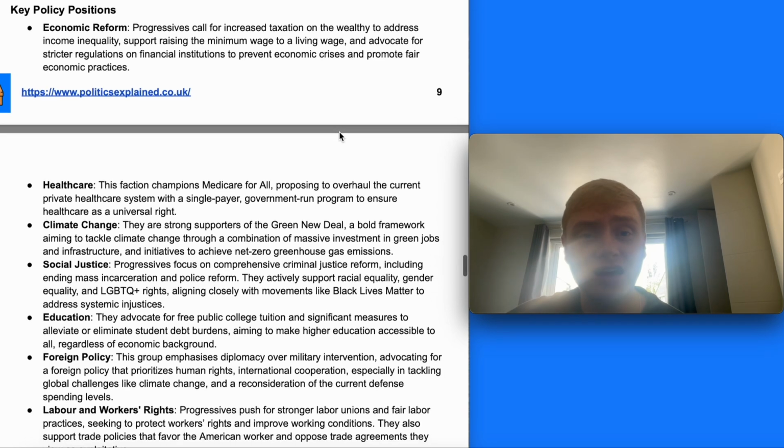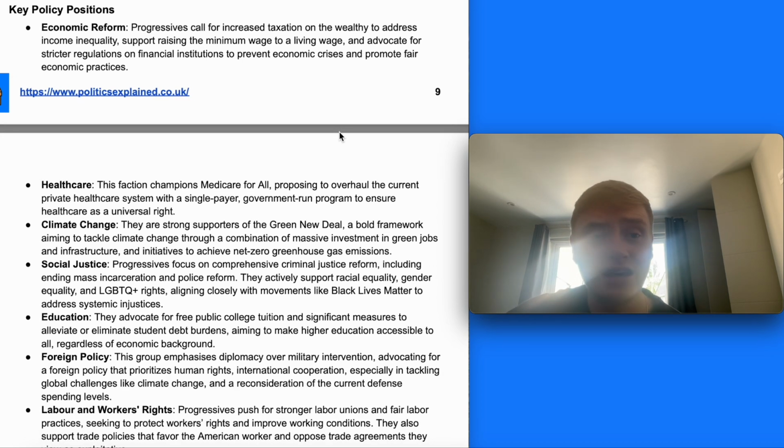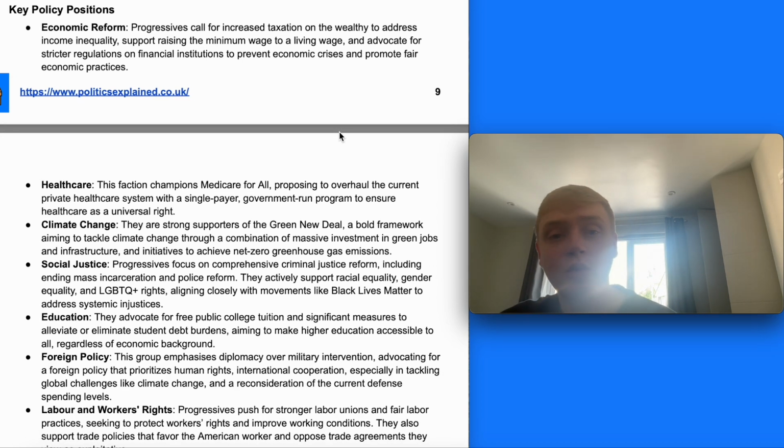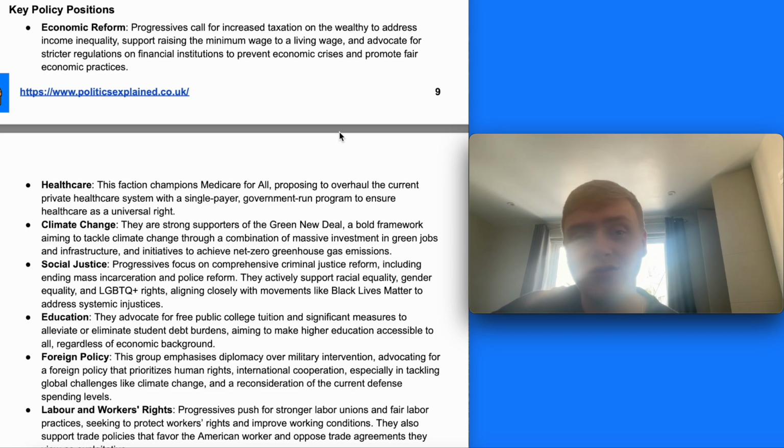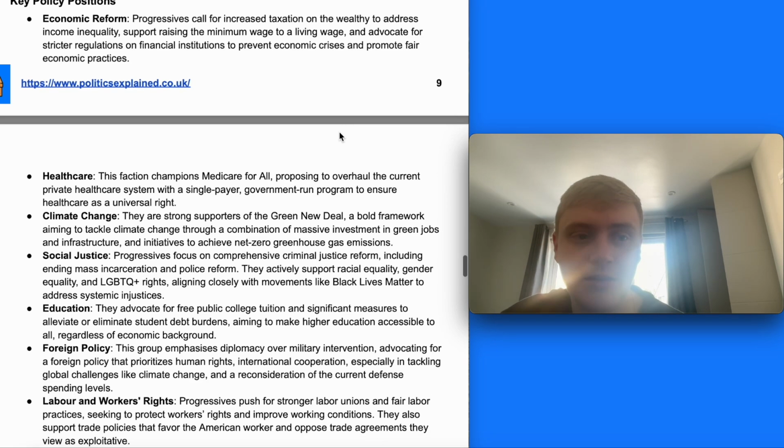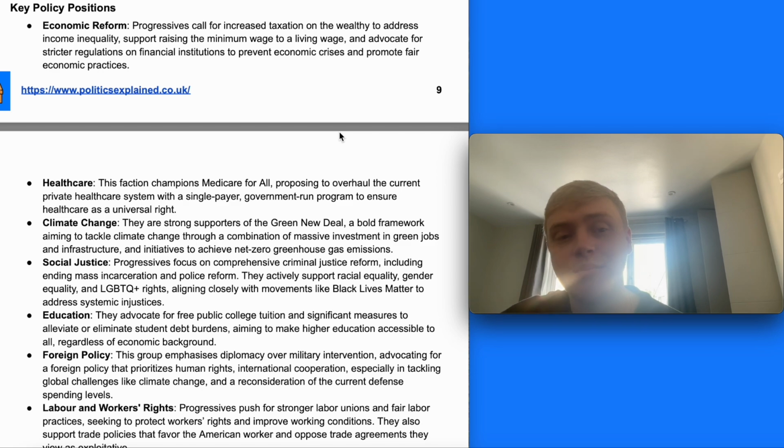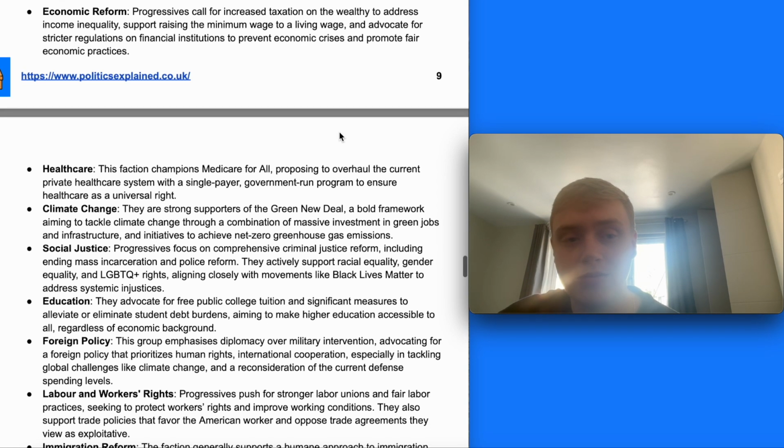They call for increased taxation on the wealthy to address economic inequality, support raising the minimum wage to a living wage, and advocate for stricter regulation of financial institutions, particularly banks. In terms of healthcare, they champion Medicare for All, proposing to overhaul the current private healthcare system with a single-payer government-run program to ensure healthcare as a universal right.